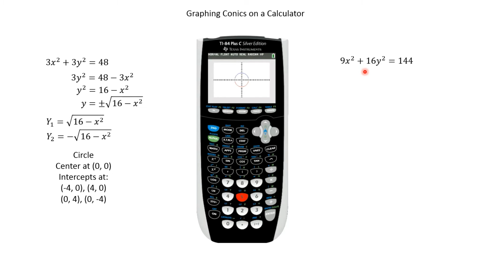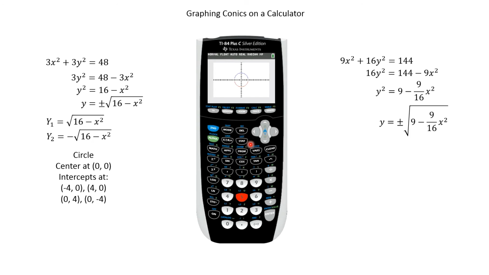Are you ready? So, subtract first. 16y squared equals 144 minus 9x squared. Divide by 16. 144 divides by 16 to get 9. The 9, however, does not, so we're just going to leave that as a fraction. Then square root both sides. Plus or minus square root of 9 minus 9/16 x squared. And we can put this into the calculator and graph it.